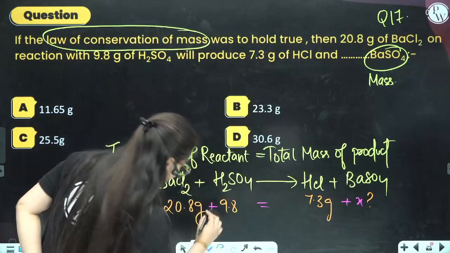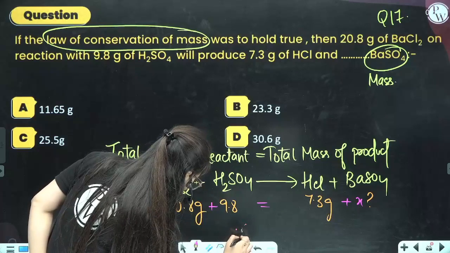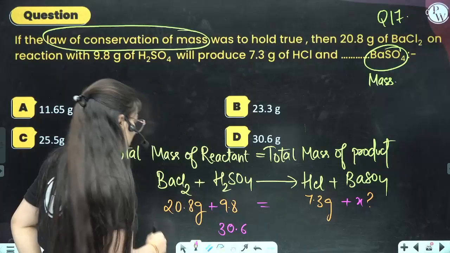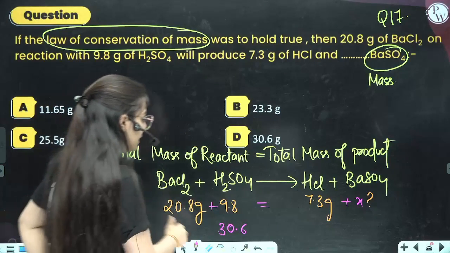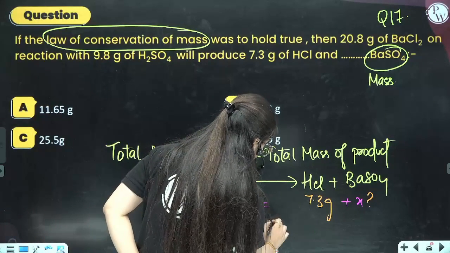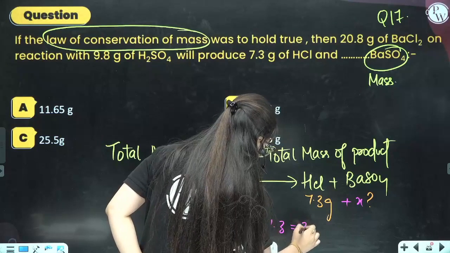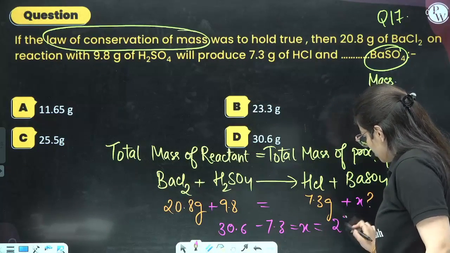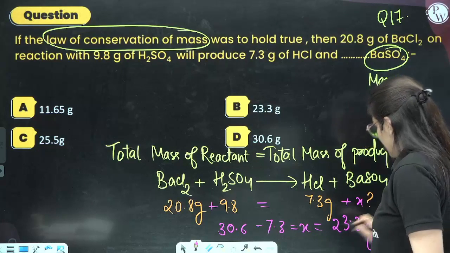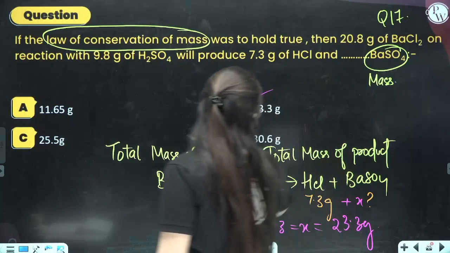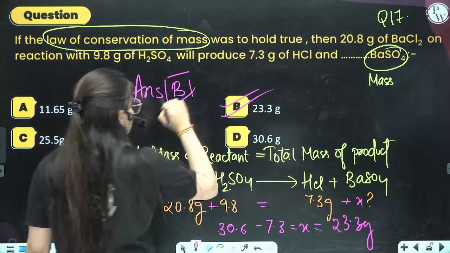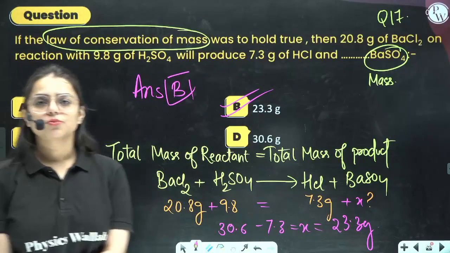So what shall be the value if you are adding it out? It is 30.6. When you take it over here, you will subtract it. So the value of X comes out to be 23 grams. The answer comes out to be option number B.